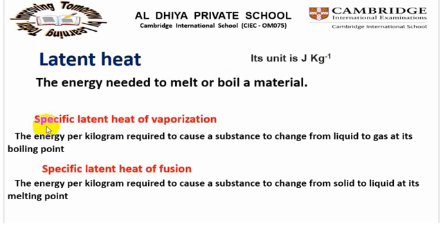The first one is the specific latent heat of vaporization, which is the energy per kilogram required to cause the substance to change from liquid to gas at its boiling point. And the second definition is the specific latent heat of fusion, which is the energy per kilogram required to cause the substance to change from solid to liquid at its melting point.